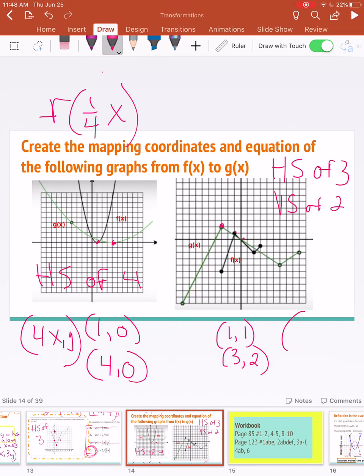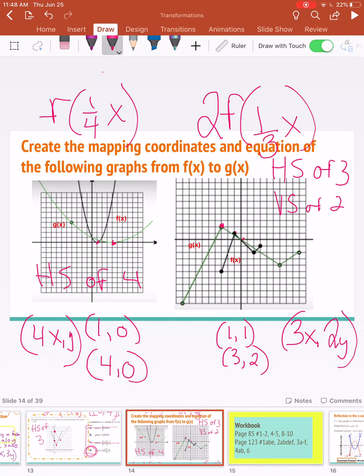So my mapping coordinates, because I have a horizontal stretch of 3, would be 3x. A vertical stretch of 2 would be 2y. To write my function equation, okay, the 2 would go in front of the function because it's my a value. And I would take the reciprocal of the 3 for my b value.